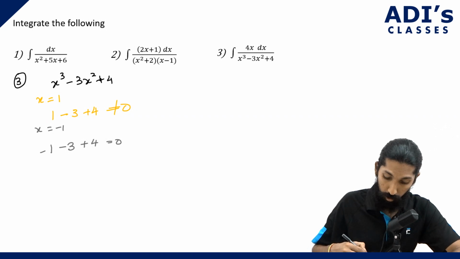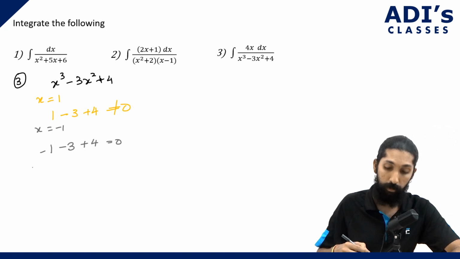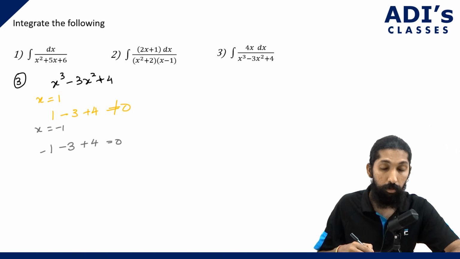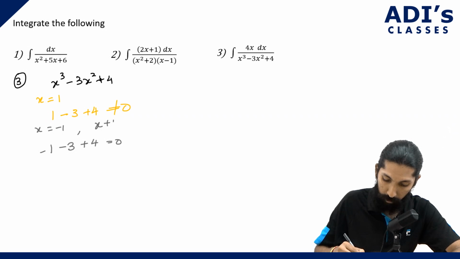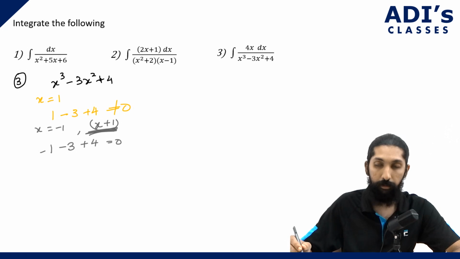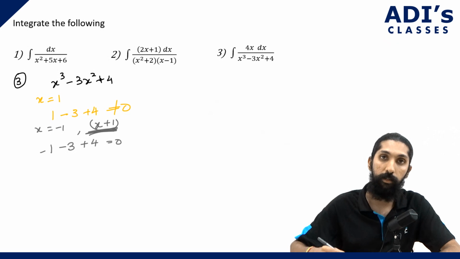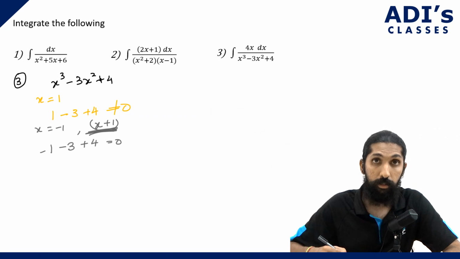Right? So we got 0. That means if x is equal to minus 1 is a root, then x plus 1 is a factor. So this is a very important part. Once you got one of the factors, do long division and get the other two.